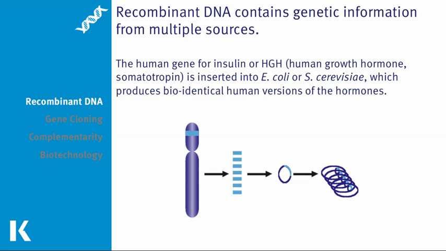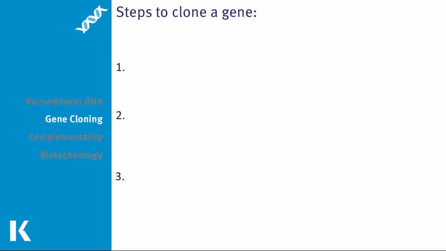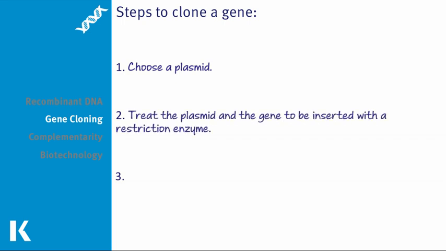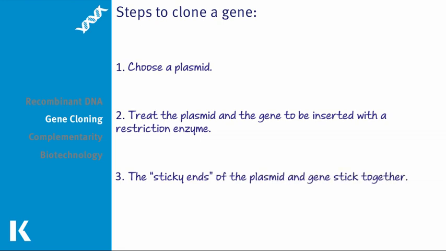Recombinant DNA provides a cost-effective way to create safe hormones that are identical to the ones the human body produces, to give to patients who need them, and is a vital component to gene cloning that you could be asked about on the MCAT. Generally, whenever a gene is being cloned, there are 3 steps that have to take place. We'll get into the specifics of each of them shortly, but an overview of the process is that first, a plasmid has to be selected. Then the plasmid and the gene being cloned are treated with a restriction enzyme. Finally, the newly exposed sticky ends of the gene and the plasmid connect.